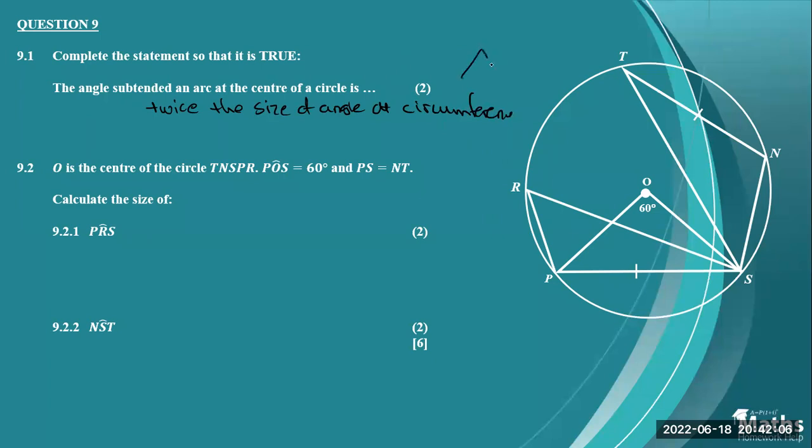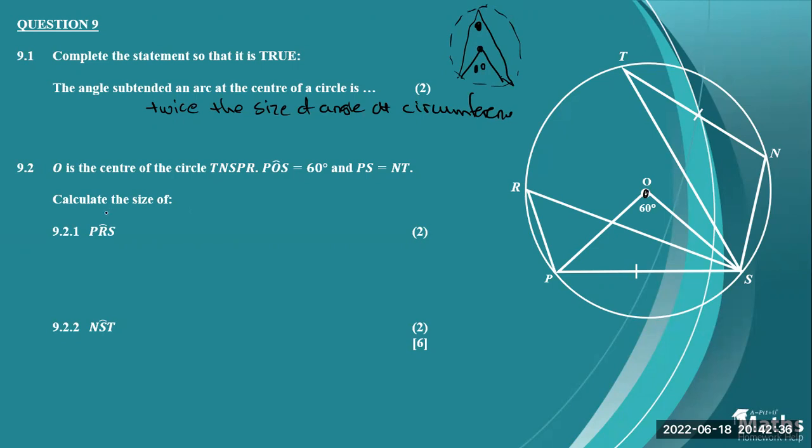So normally we work with this one that looks like that. If you've got one there, the angle here at the center of the circle will always be twice the size of the angle at the circumference that's inside a circle. So let's keep that in mind. Then it says here, O is the center of the circle. So there's O, center of the circle.